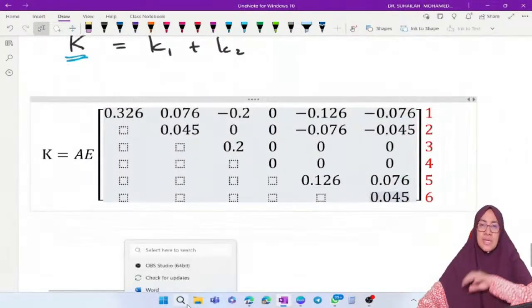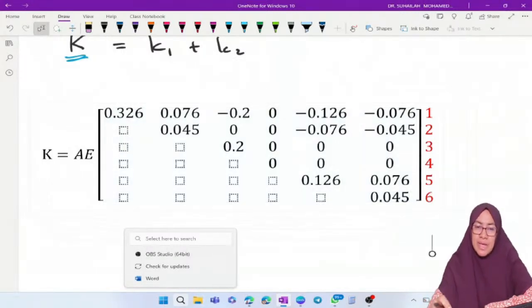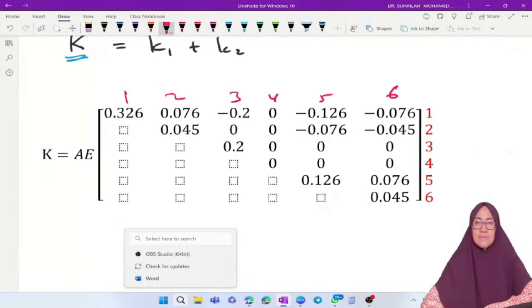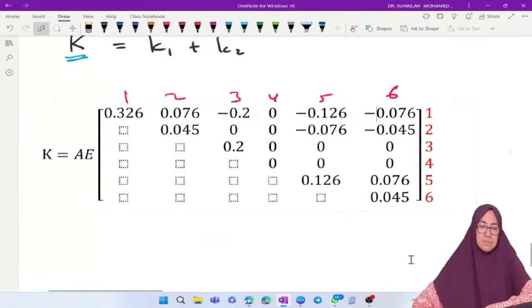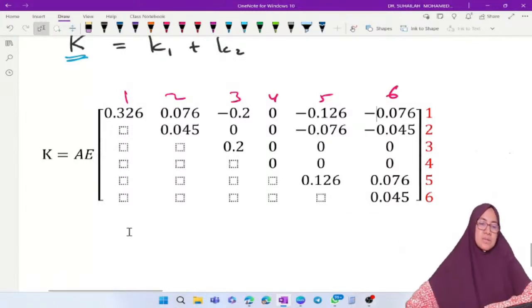Okay, so this is the structure stiffness matrix. This matrix must be written in order, from 1 to 6. So this is 1, 2, 3, 4, 5, 6. This is the structure stiffness matrix.